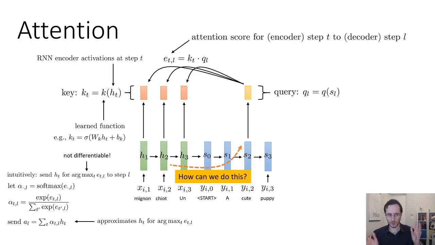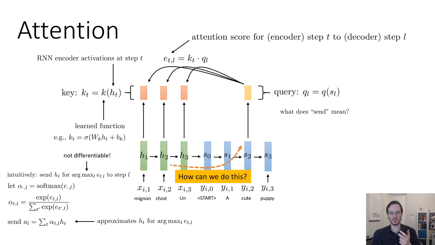Okay, so there's a bunch of math on the slide. It's fairly simple math, but the intuition is we're trying to pull out the encoder RNN state HT for the time step T corresponding to the largest dot product between the key and the query. The reason we call this attention is because the network is trying to pay attention to the most relevant part of the input.